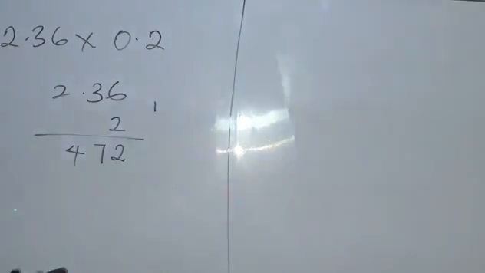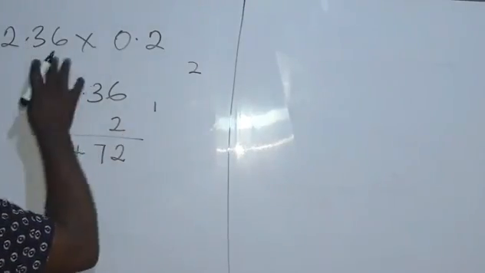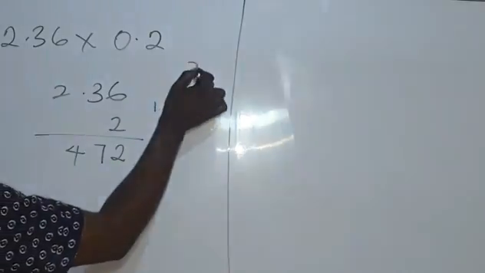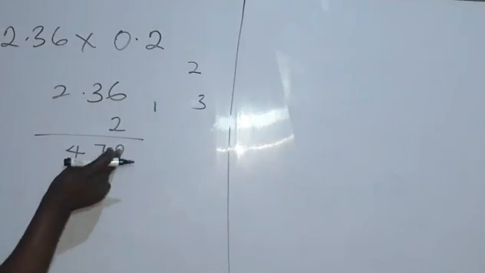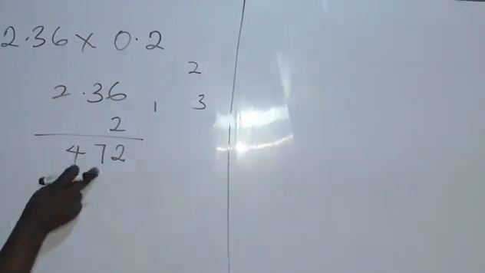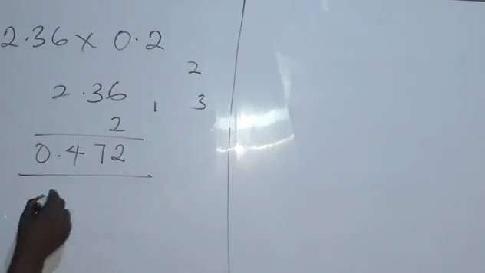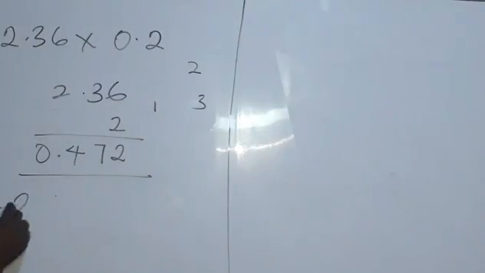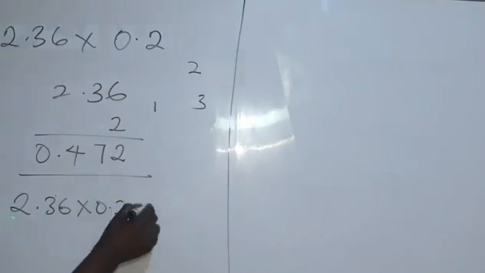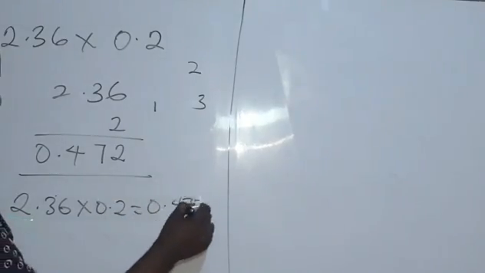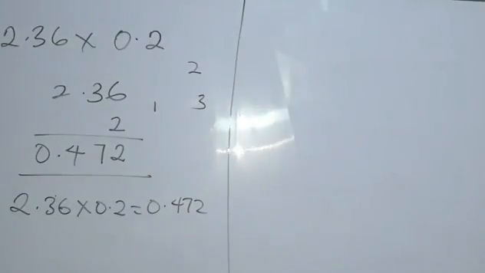So the next stage is, how many digits do you have after the decimal point? We have 2 digits here. How many here? We have 1. Making how many digits? 3. So you now count from the back: 2, 7, 4, three digits. Then you put a decimal point here, and this gives your answer. So 2.36 multiplied by 0.2 equals what? 0.472. If you want to confirm, you use a calculator to confirm.